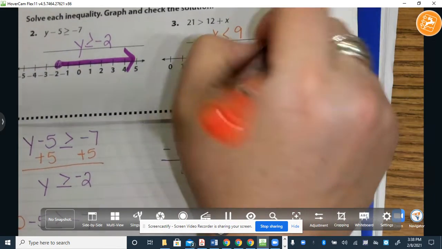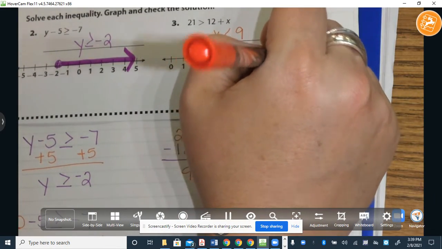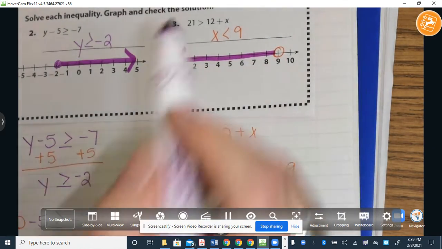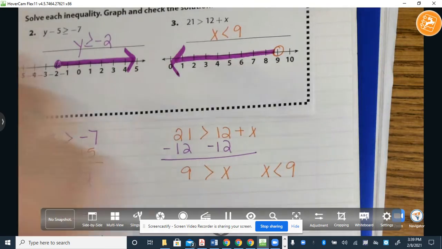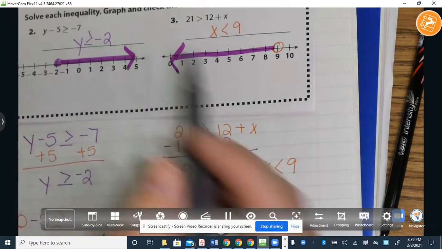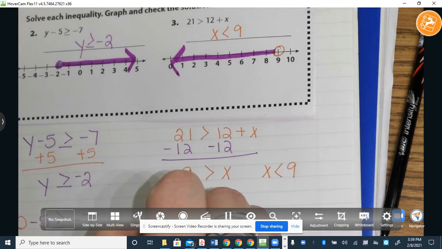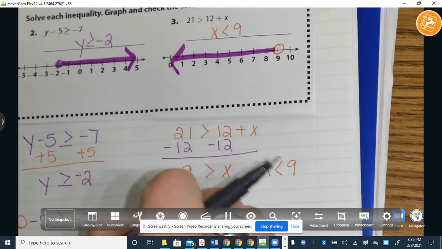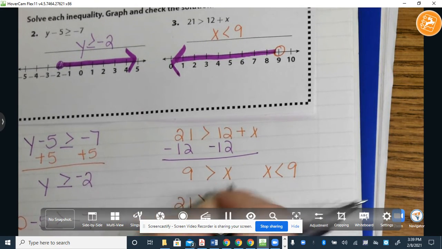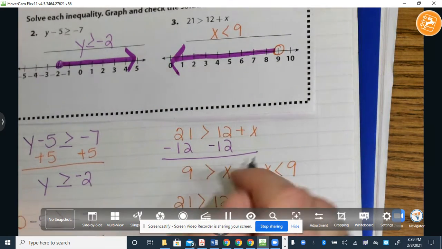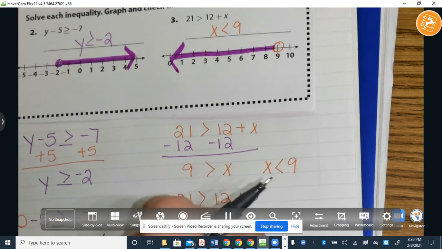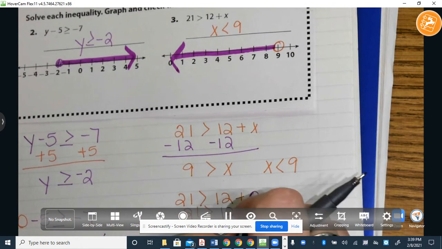Now find where 9 is on the number line. Keep it as an open circle. I'm going to draw my arrowhead to the left. And again, I can check the answer, and look, my friendly 0 way over here is included. So I can substitute 0 in for x. So 21 is greater than 12 plus 0. And 12 plus 0 is 12. And 21 is greater than 12, so that checks.